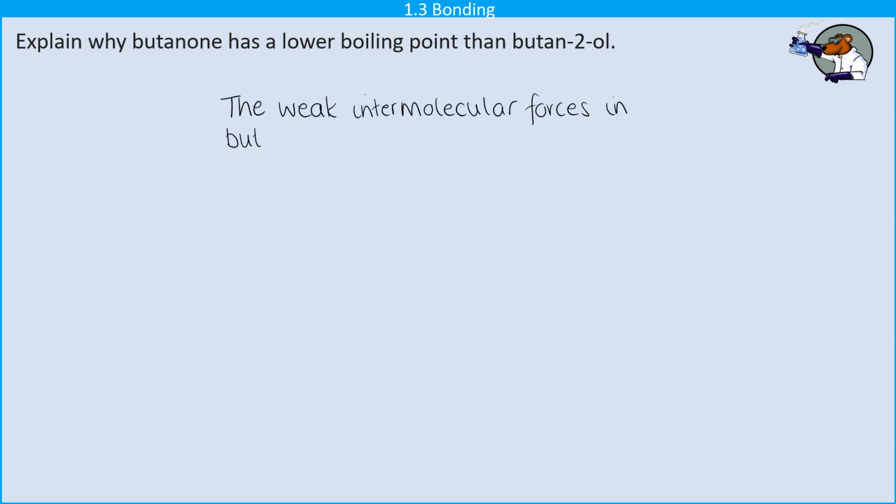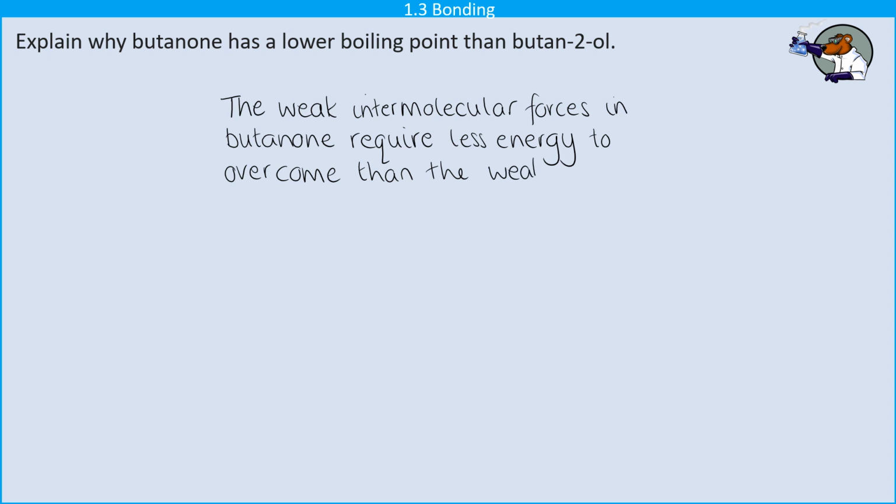So the first thing I'm saying here is that the weak intermolecular forces in butanone take less energy to overcome than the weak intermolecular forces in butanol. Even if I don't know what they are, I can get a mark for saying that. Now I'm going to go on and justify what those forces are.